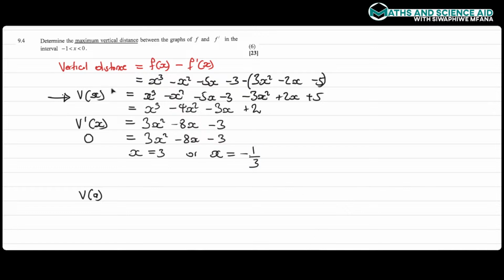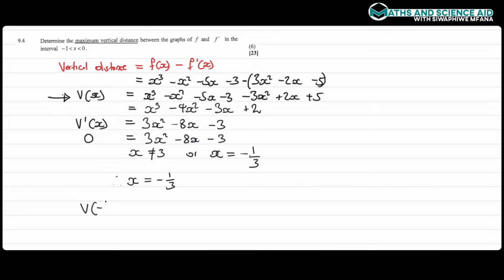And well, yeah, now we were told here that the interval is from -1 up to 0. So the x value that is within this interval is this one, right? So I'll just say x is not equal to 3. This is our x value here. We can even conclude here that therefore x equals -1 over 3. And now we are not done because we do not only want to find the x value that will give us the maximum vertical distance, but we want to determine that maximum vertical distance.